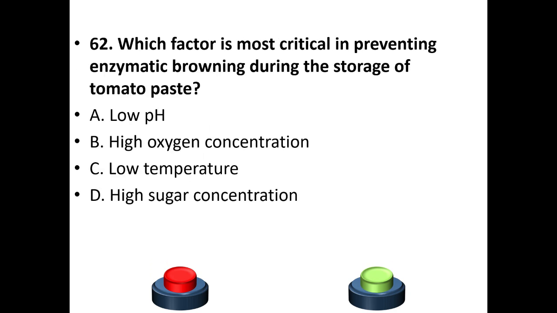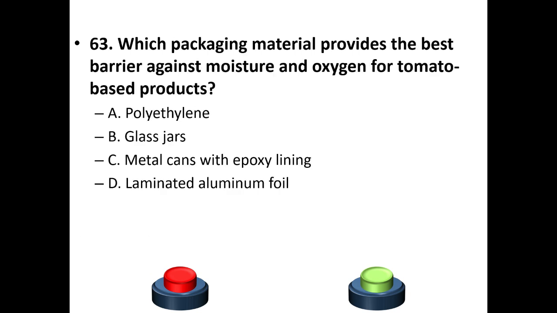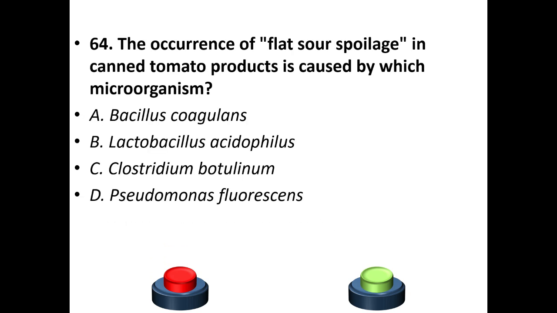62. Which factor is most critical in preventing enzymatic browning during the storage of tomato paste? Low pH, high oxygen concentration, low temperature, high sugar concentration. Your answer is C, low temperature. 63. Which packaging material provides the best barrier against moisture and oxygen for tomato-based products? Polythene, glass jars, metal cans with epoxy lining, laminated aluminum foil. Your answer is option D, laminated aluminum foil.